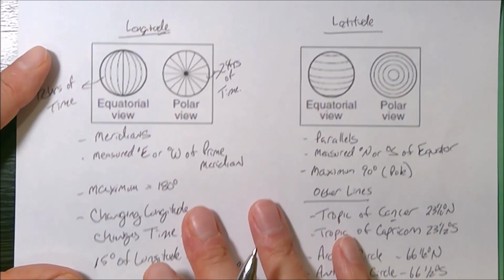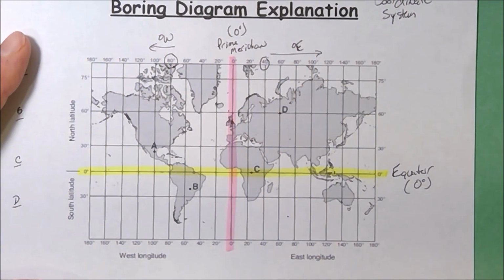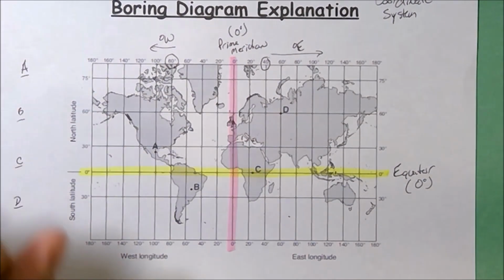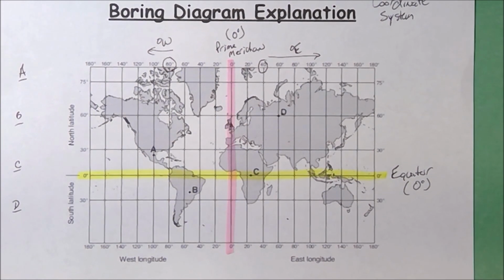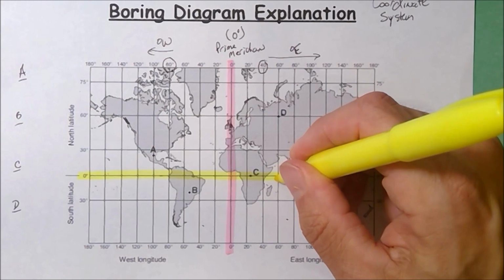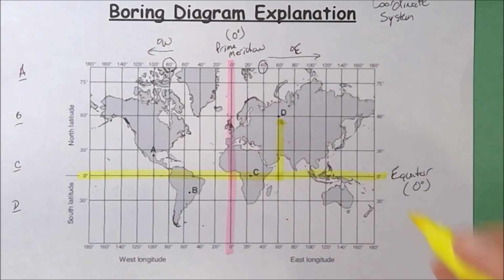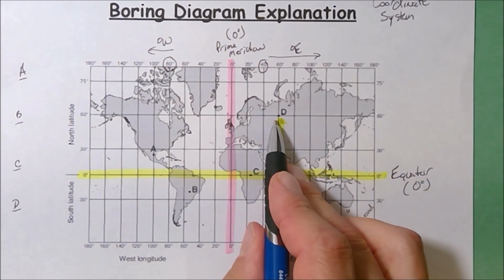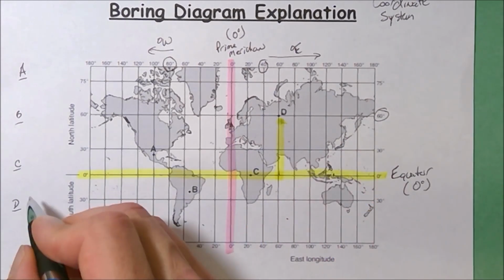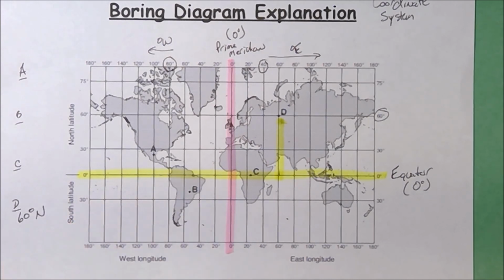Now, let's slip back up to our map and see if we can find the coordinates. Honestly, the easiest one to do is going to be point D, because it's right at the intersection of a parallel and a meridian. To read the latitude, you always start at the equator, and I'm going to move in the direction to find the point. So we're moving north to find point D. I follow this line, and it's 60 degrees north. You put the latitude before the longitude, just like you put X before Y, latitude goes before longitude.